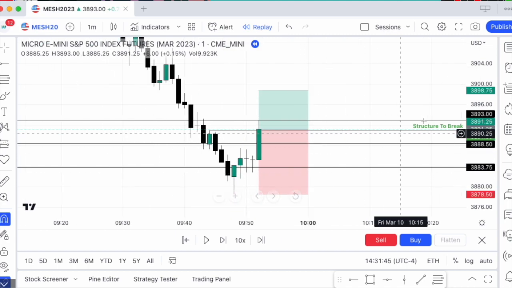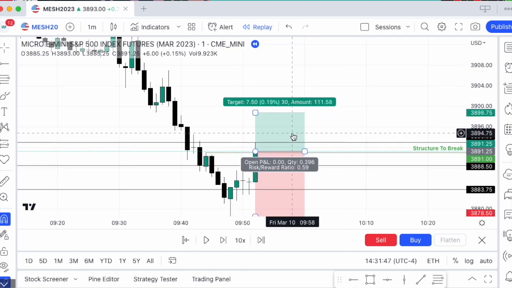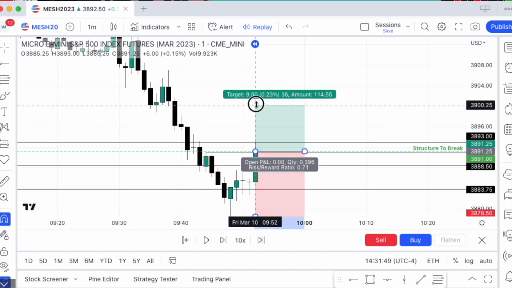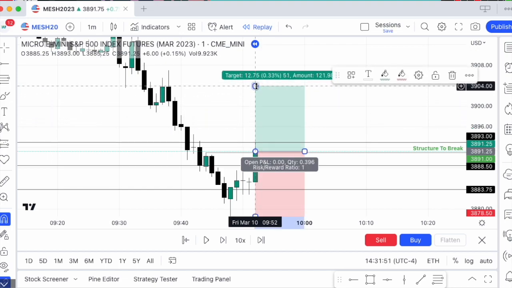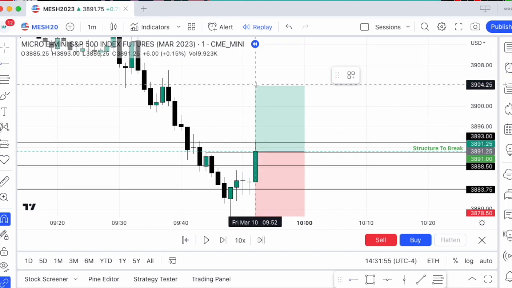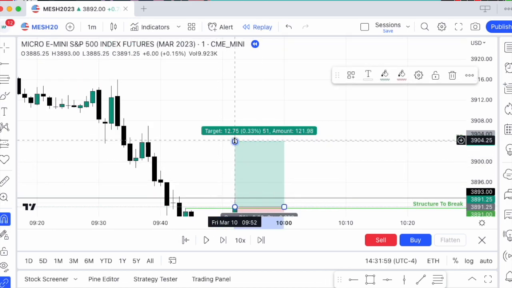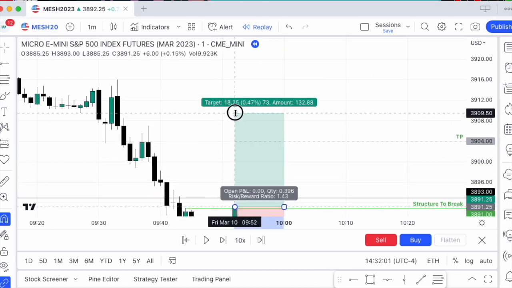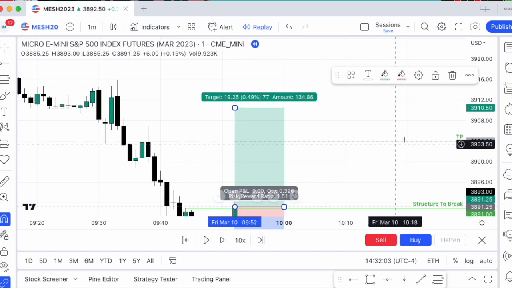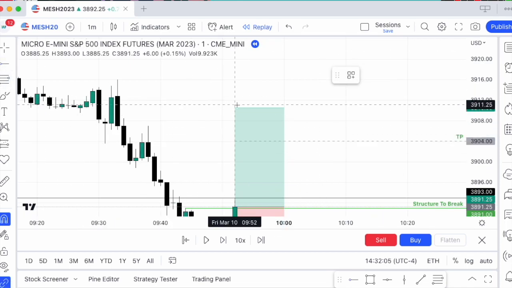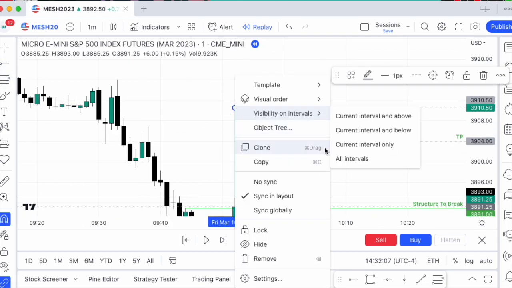And what I like to do with my trades is I like to take a 1-to-1 risk to reward to take 50% off. So that would be having some of it taken off at 39.04. So let's mark that level as a TP. I like to take some off at 1.5. So that's 39.10.50. We'll mark that TP.